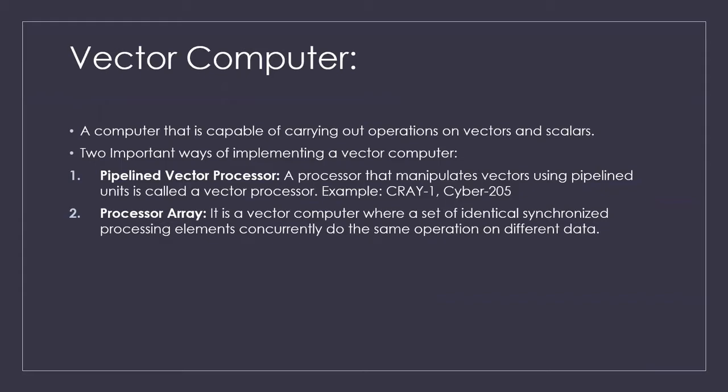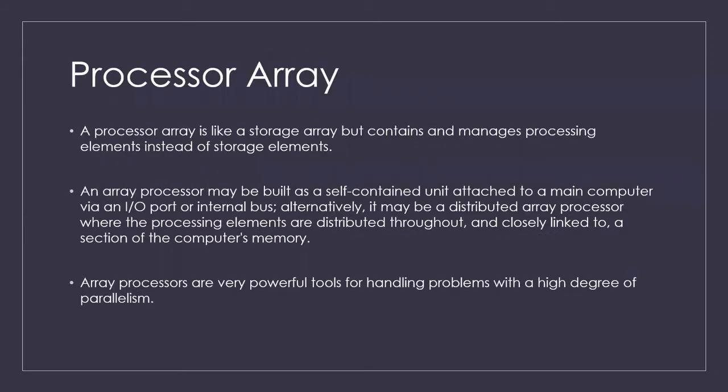One is through a pipelined vector processor. This implementation makes use of the concept of pipelining that we have learned in the previous session. The second implementation is the processor array, in which there are multiple processing elements which do the same operation at the same time but on different data. A processor array is an array. When we hear the term array, we think of memory units, but here it is the array of processing units. These array processors provide a high degree of parallelism.